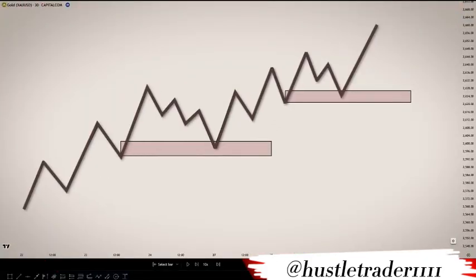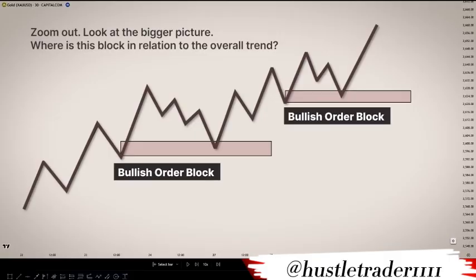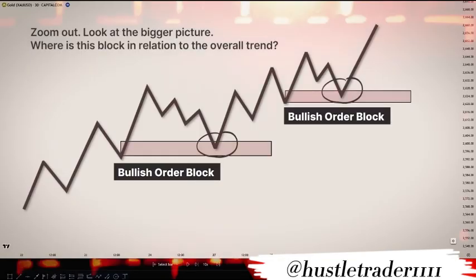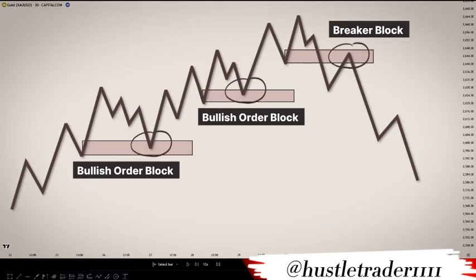When you spot an order block, don't just focus on that single level. Zoom out. Look at the bigger picture. Where is this block in relation to the overall trend? If it's going with the trend, it might be a continuation signal. Price could bounce off it and keep moving in the same direction. But if it's against the trend, it could be setting up for a reversal. If price respects the block and bounces, it could be a continuation of the current trend. But if it breaks through, especially with a strong move, watch out. That could be the start of a new trend.